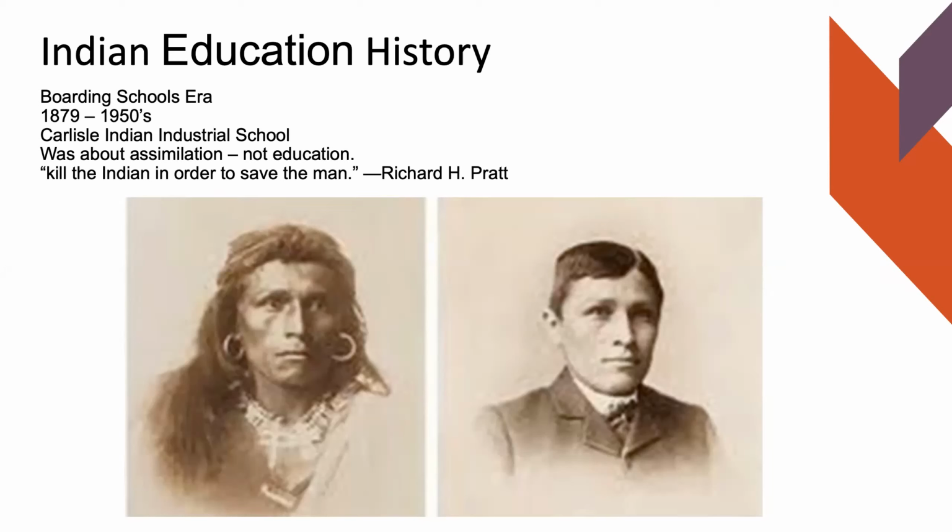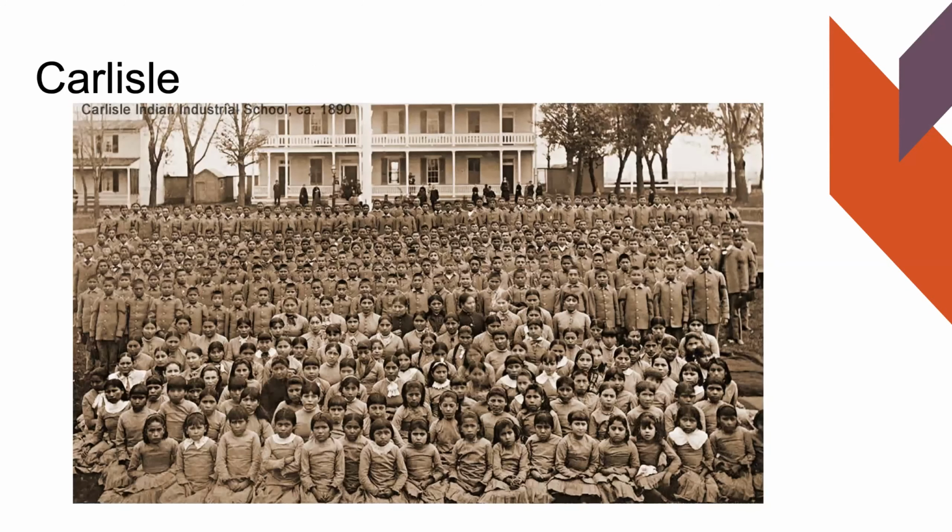So again, not going to go through this whole history, but we know that it happened. It started in the late 1800s and went on for about 60, almost 70 years, before it was finally formally ended as a program or policy by the federal government. Richard Pratt was the person known to have started this process. He had the Carlisle Institute, in Carlisle, Pennsylvania.